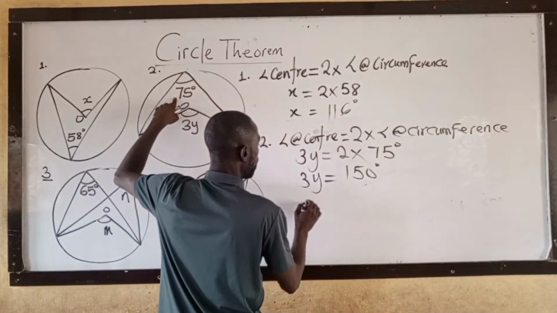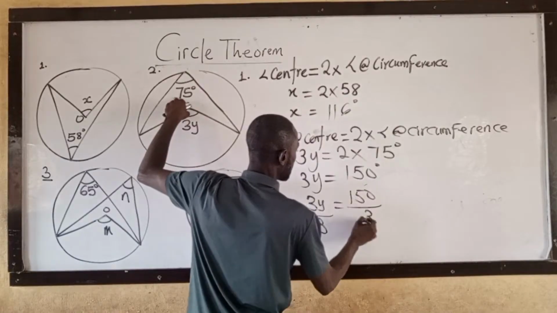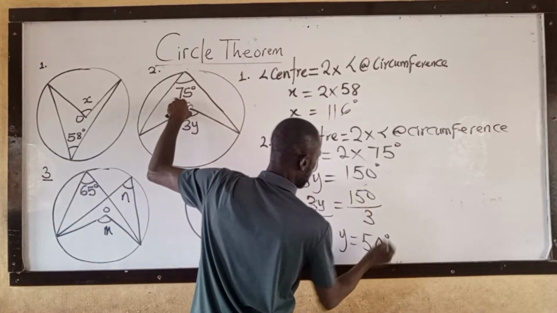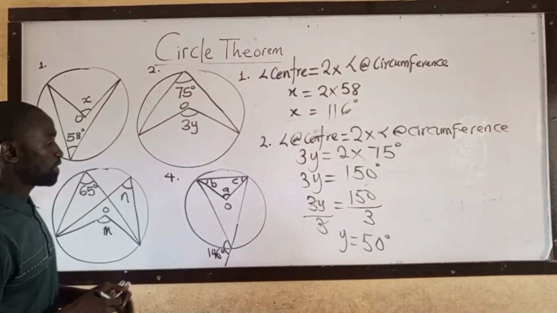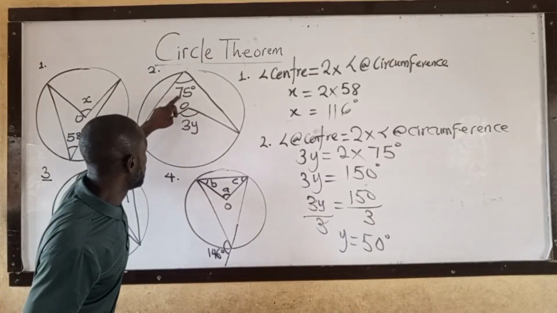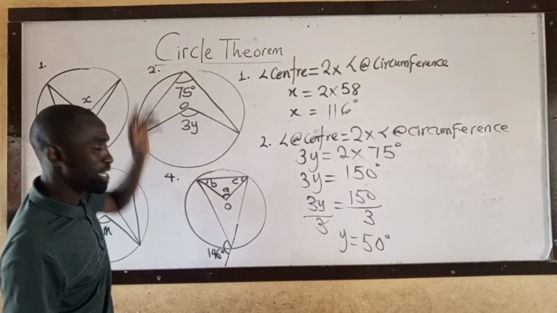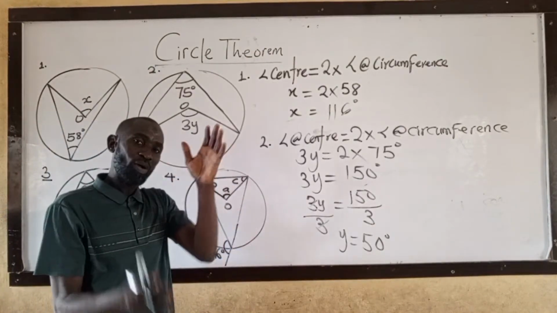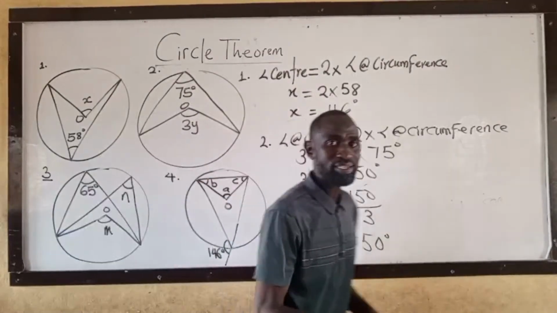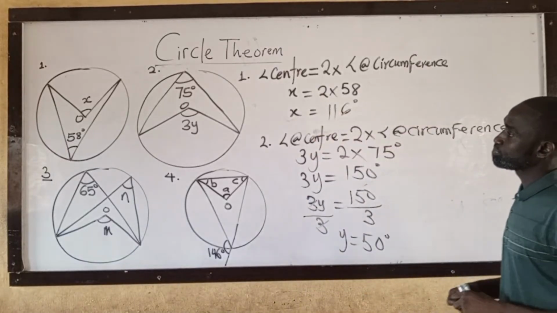So y is 150 over 3. 3 will cancel 3, so y is 50. And when we put 3 times 50, that is 150. 75 times 2 gives 150. Because angle at center is always twice. Please don't miss that thing. Angle at center is twice angle at circumference. So let's go to the third diagram.